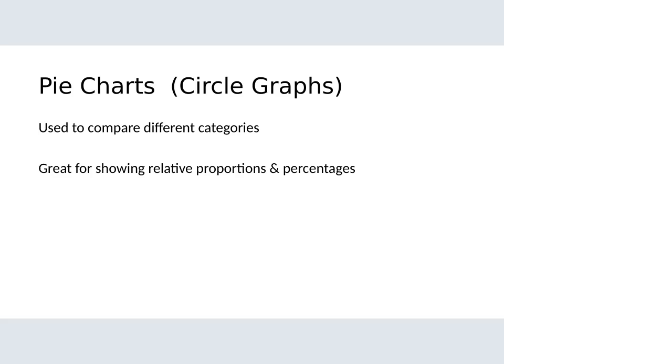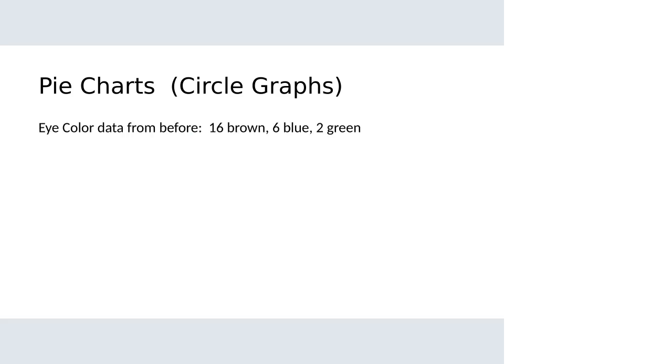What pie charts are used for is to compare data that are in different categories. But unlike bar graphs, where we have different categories and we can see the raw data, what pie charts do is they show us relative proportions or percentages. So that's what pie charts are really good for. And we'll see an example of that in the next example we look at where we make a pie chart.